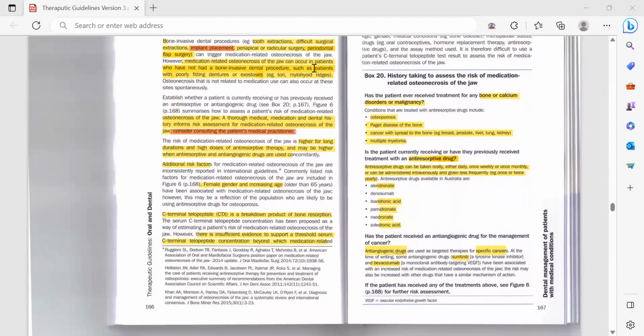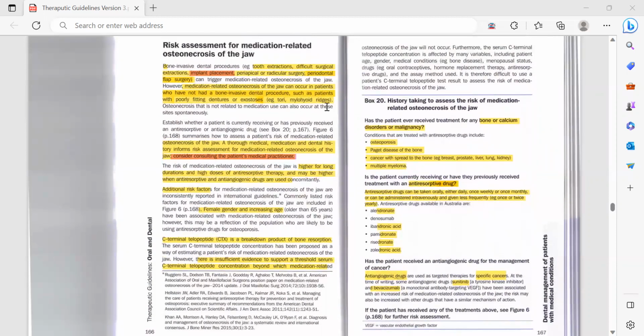However, MRONJ can occur in patients who have not had a bone invasive dental procedure, such as patients with poorly fitting dentures or exostosis, which means tori or mylohyoid ridge. So it is not definite that only the patient who had any invasive dental procedure is at risk of getting this MRONJ.